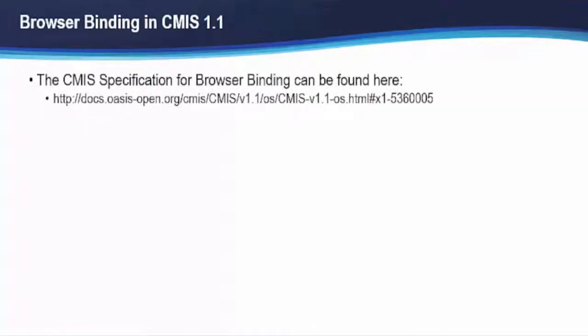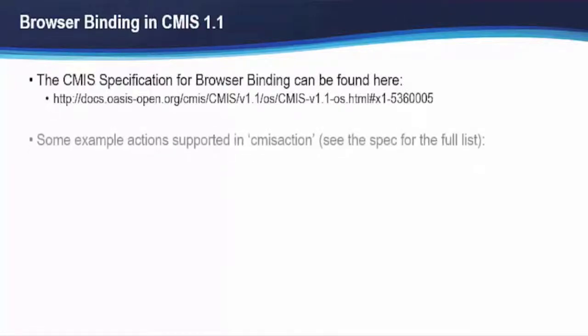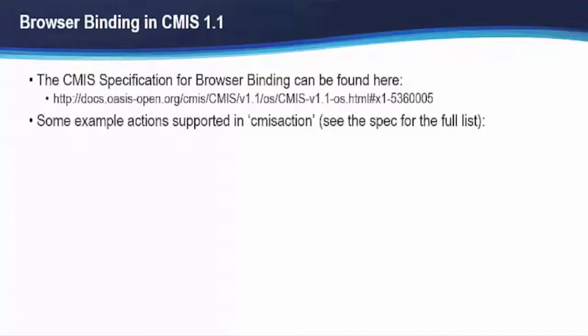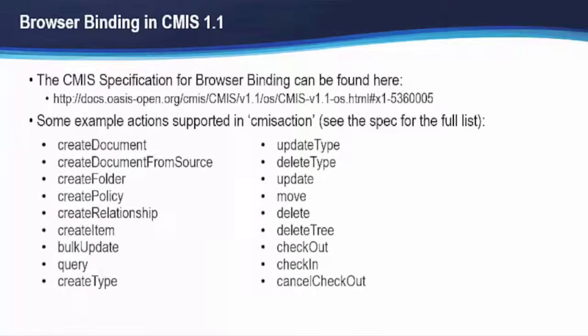Before we move on, I just want to provide the specification for browser binding. It's located at the URL here. It can be pulled down from the OASIS site. This describes the browser binding specifications fully. And one more thing, I just want to provide some example actions that are supported by cmisaction. The spec has the entire list, but you can see there's quite a bit of actions that are available.